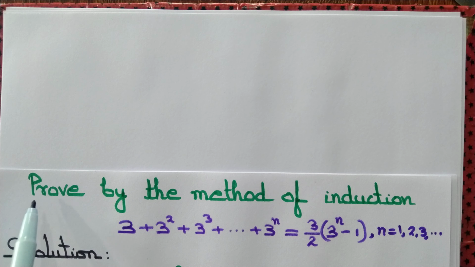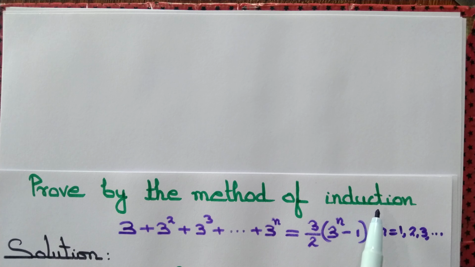In this video, we prove by the method of induction that 3 plus 3 square plus 3 cube and so on up to 3 to the power n equals 3 by 2 times (3 to the power n minus 1), for n equal to 1, 2, 3 and so on. As we said that we want to prove it by induction, then we need three things.